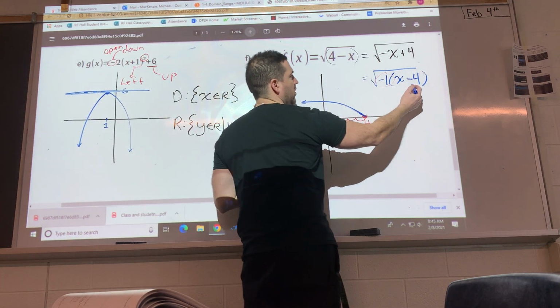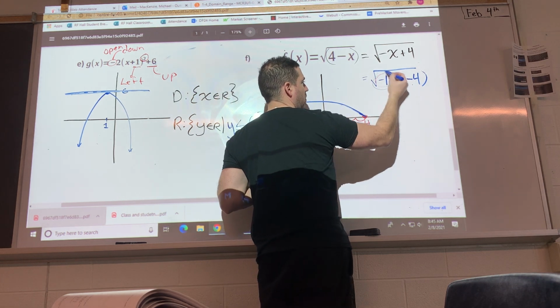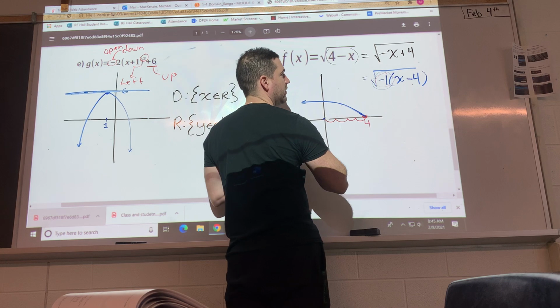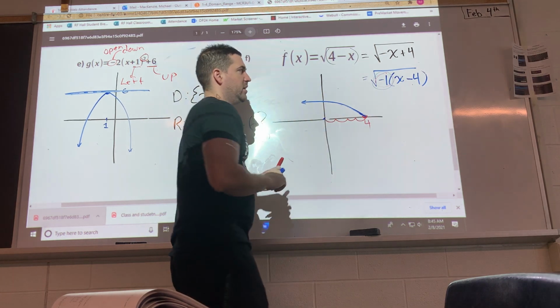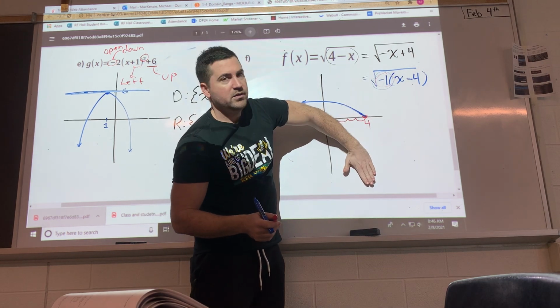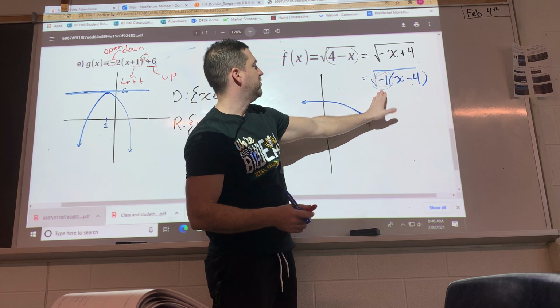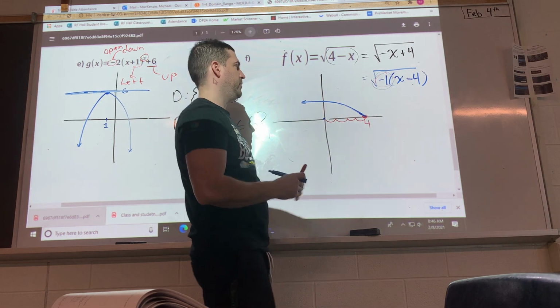So again, 4 units to the right. This negative 1 reflects it this way. Instead of going right, it goes left. As opposed to a negative a value, which would flip it this way. So the k value flips it. Instead of right, it goes left now.